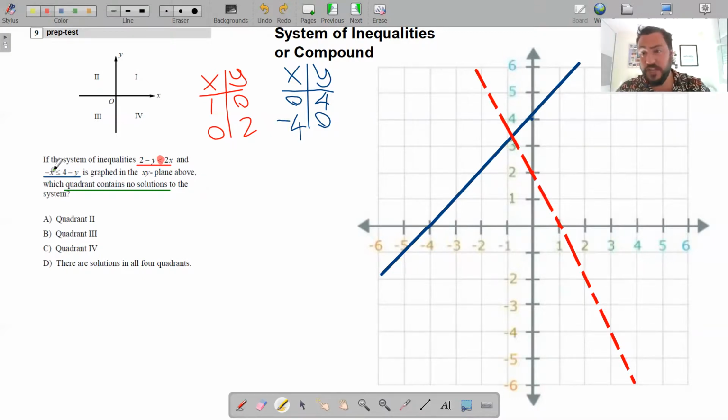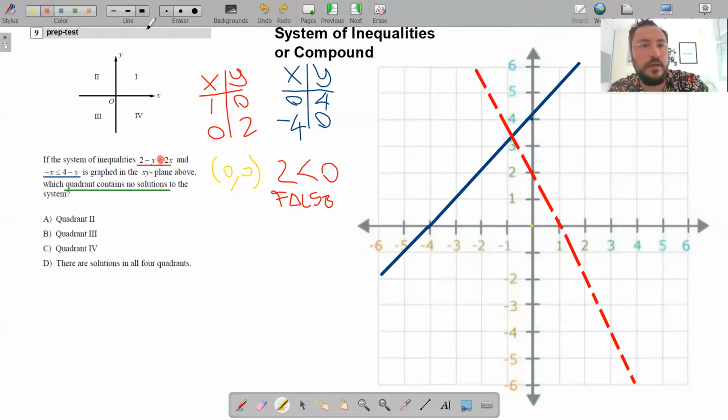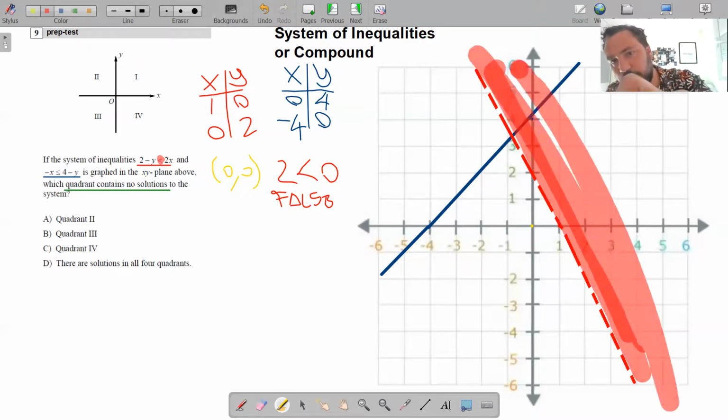Now we need to shade the areas. Which areas are included in each inequality? Let's start with the red one. I'm going to choose the point 0, 0. From point 0, 0, I will have 2 less than 0, right? For this reason, this statement is false. And I'm going to shade the opposite area, this one right here.